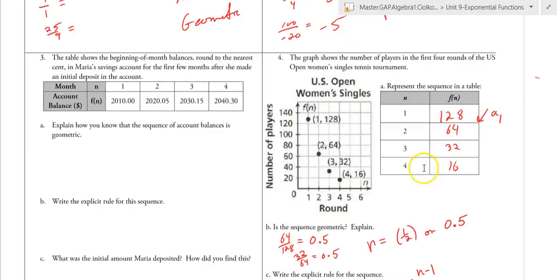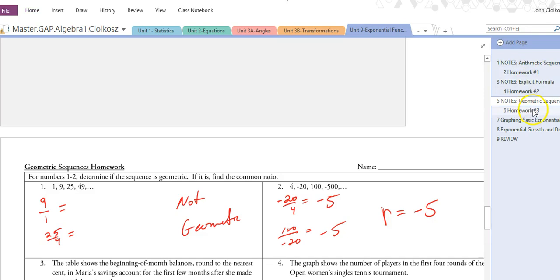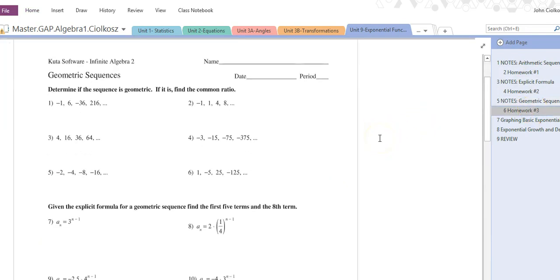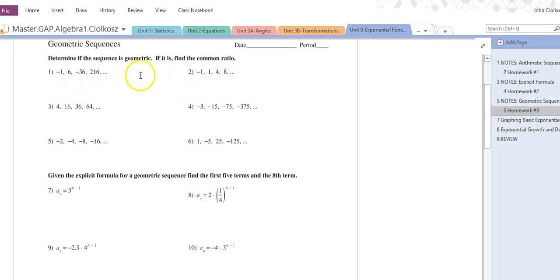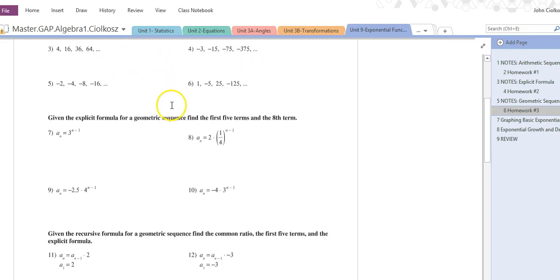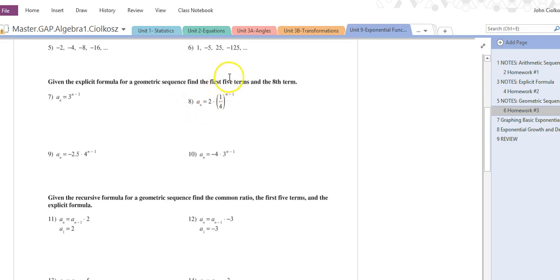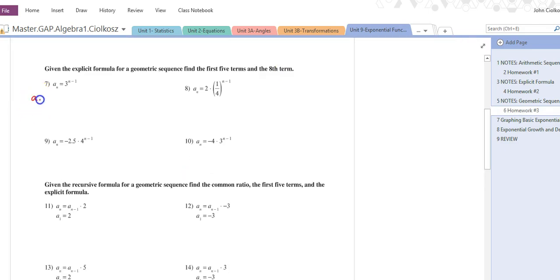So from this point, once we've gotten through our notes here, you're going to go on to number 6. And you're going to be completing all of these problems. So for our first ones here, check if they're geometric. If they are, find that common ratio. Find the first 5 terms and the 8th term. So for each of these, we're going to be finding a1, a2, a3, a4, a5, and a8. So we're just going to plug those numbers in for n and write this in GeoGebra exactly how it looks with those parentheses.